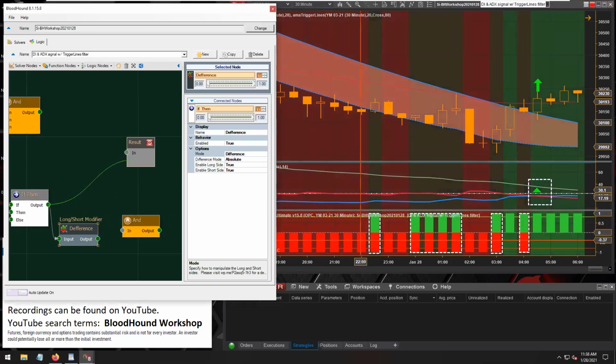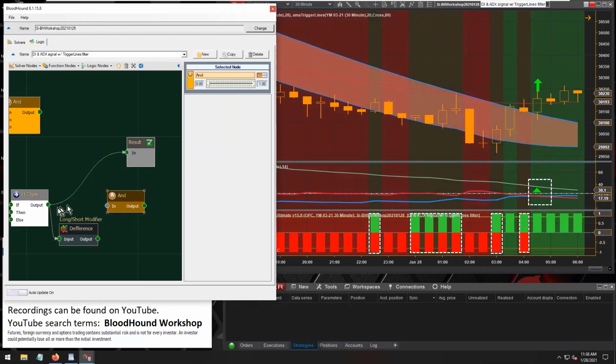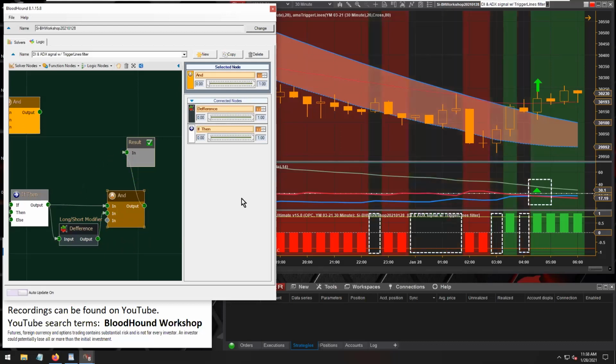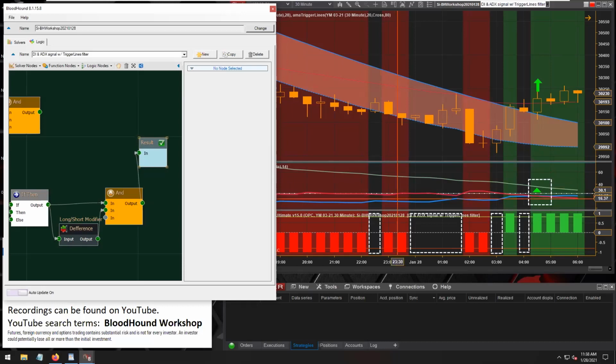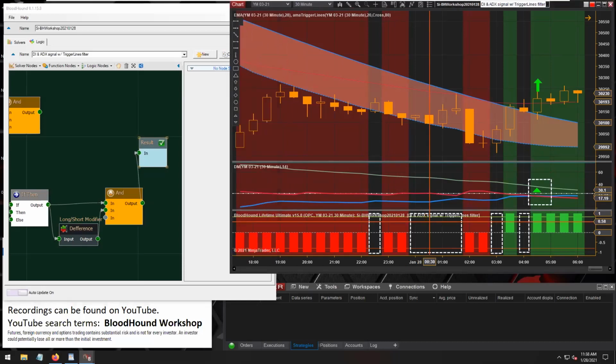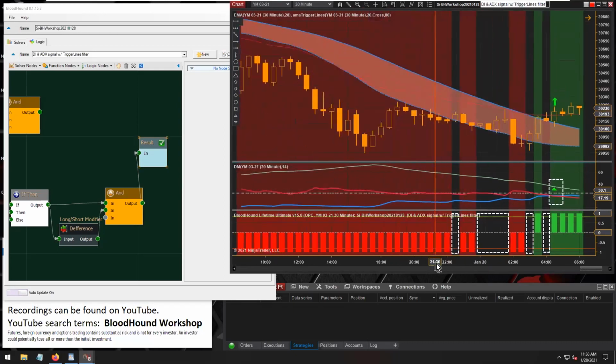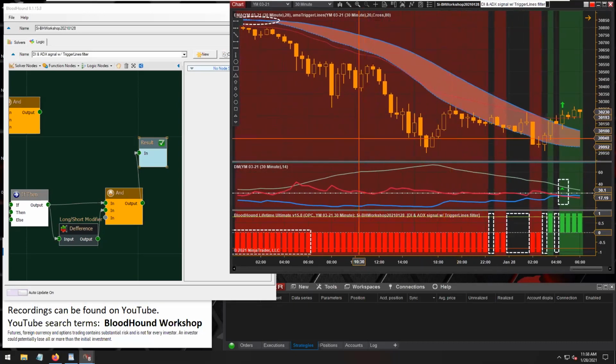So to reduce the current result, or return it back to the long only and short only, we can just simply use an AND node. So if I connect this AND node in, and then connect our long short modifier in, there we go. So now we're back at the output that we want to see.